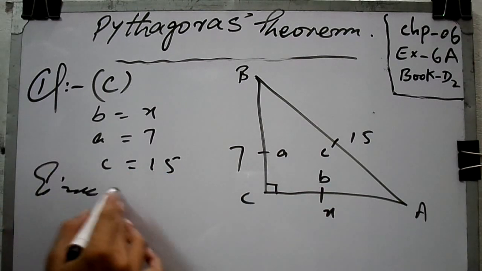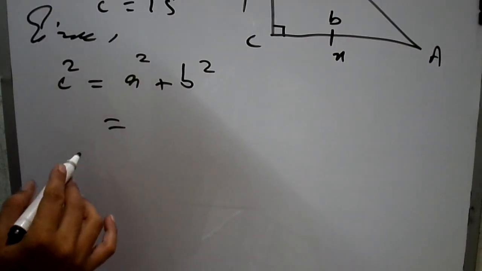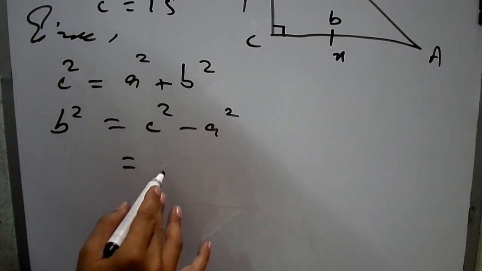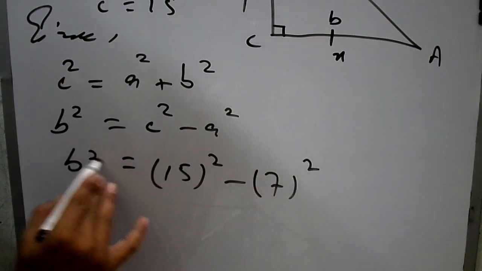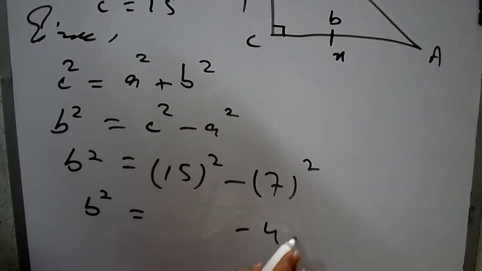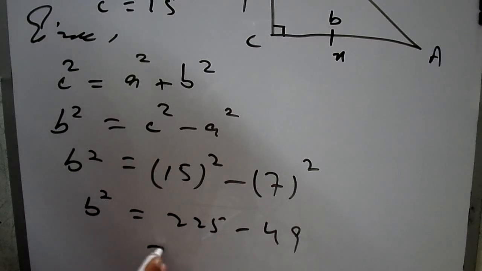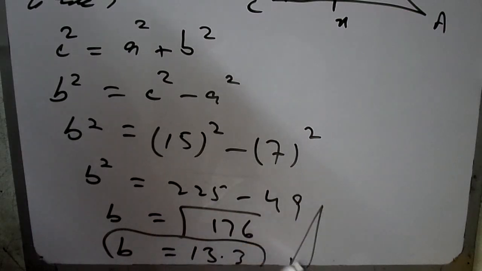Since by the Pythagoras theorem c square is equal to a square plus b square, and you need the value of b, b square is equal to c square minus a square. Putting the values, 15 square minus 7 square. Simplifying, 7 sevens are 49, and 15 into 15 is 225. Subtracting it, b square is 176, and taking the square root, 13.3 is your required result. Now coming to the D part.